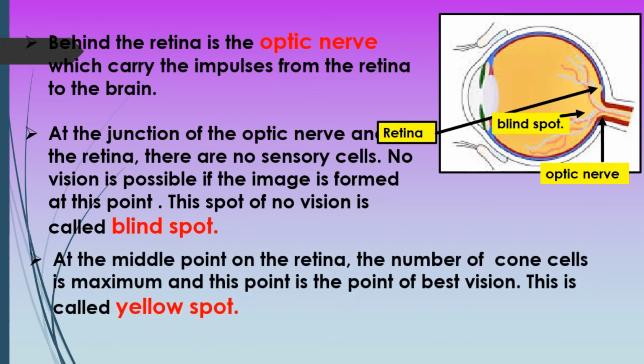At the middle point on the retina, the number of cone cells is maximum, and this point is the point of best vision. This is called yellow spot. Blind spot is the spot of no vision, whereas yellow spot is the point of best vision.